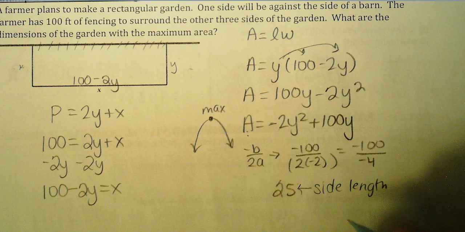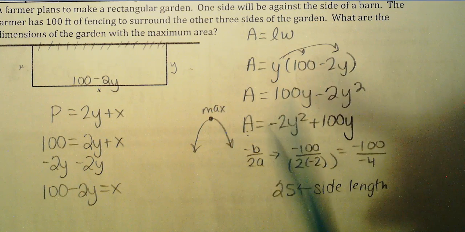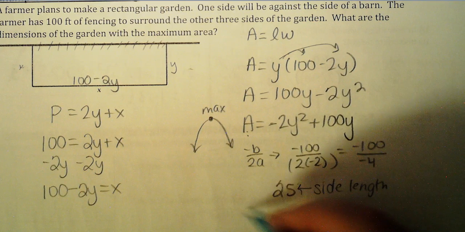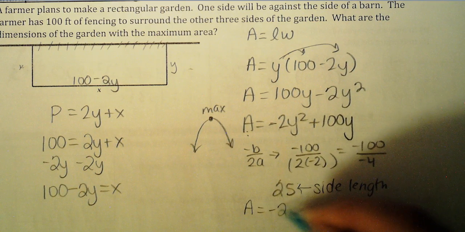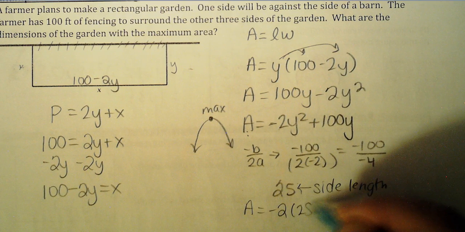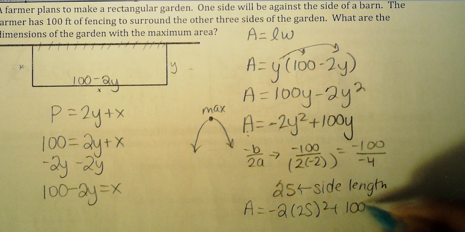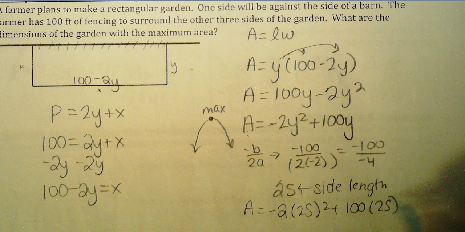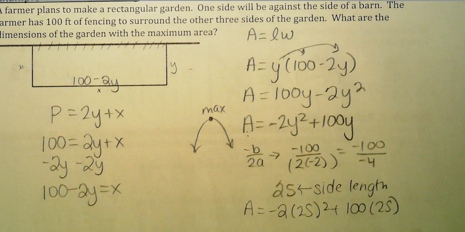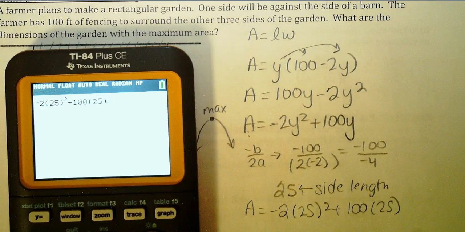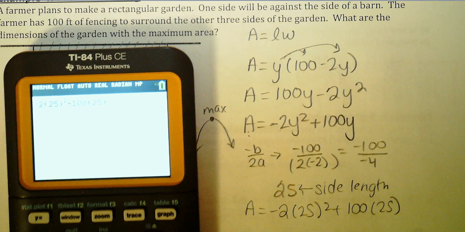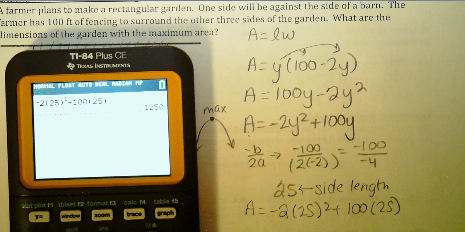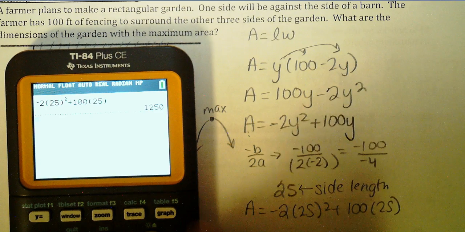The actual area that we want to use is going to be what we get when we plug that in. So I'm going to do negative 2 times 25 squared plus 100 times 25. And I'm going to grab my calculator. All right, hopefully you guys can see that decently. I plugged in the 25 to the equation and I was trying to adjust the lighting there. So I'm going to hit equals. And that area would be 1250, if you can see that okay.